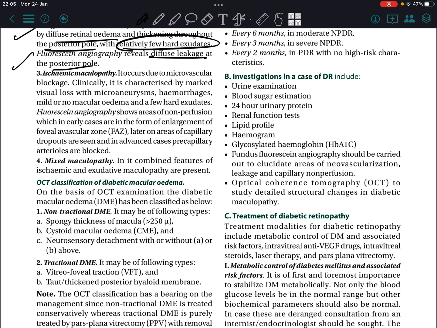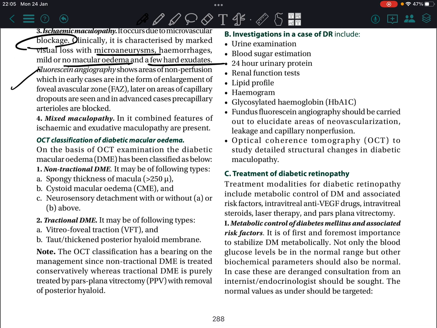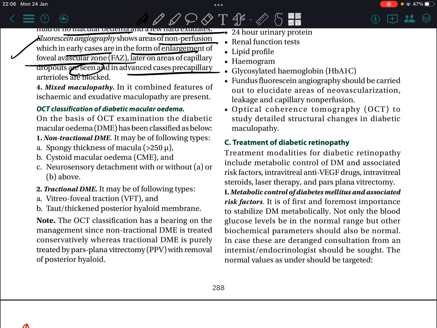Ischemic maculopathy. It occurs due to microvascular blockage. Clinically, it is characterized by marked visual loss with microaneurysms, hemorrhages, mild or no macular edema, and few hard exudates. Fluorescein angiography shows areas of non-perfusion, in which early cases show enlargement of the foveal avascular zone. Later on, areas of capillary dropout are seen, and in advanced cases, precapillary arterioles are blocked.